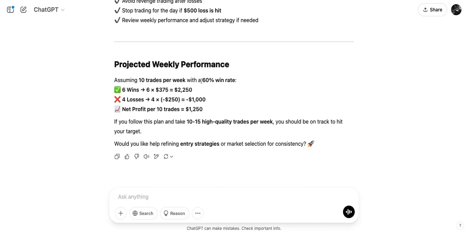Assuming 10 trades a week with a 60% win rate, 6 wins, 4 losses, that should give you $1,250. This gives you a framework. Again, are you going to hit this every week? No, but at least you're planning. You have to have a plan for something.